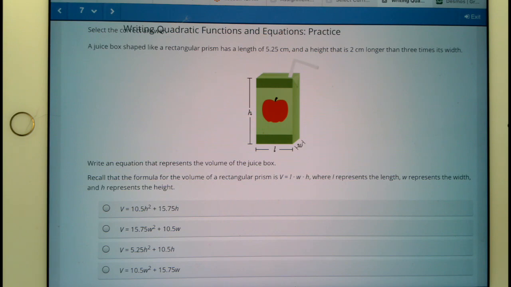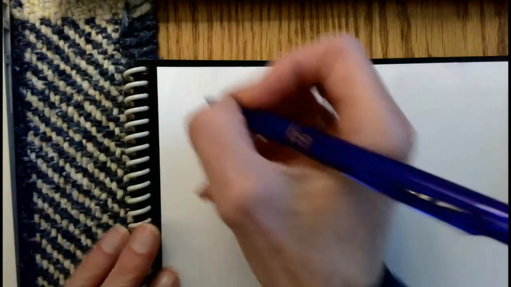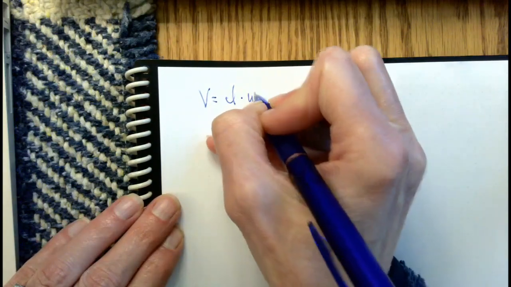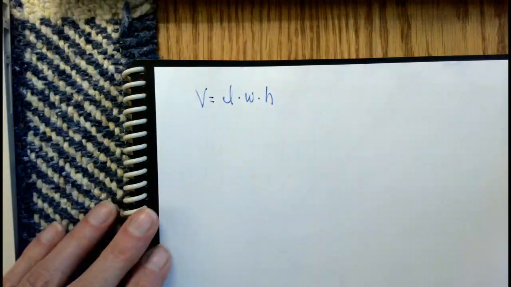Recall that the formula for volume of a rectangular prism is V equals L times W times H, where L represents the length, W represents the width, and H represents the height. So again, as I move over here to my paper, the volume is length times width times height.